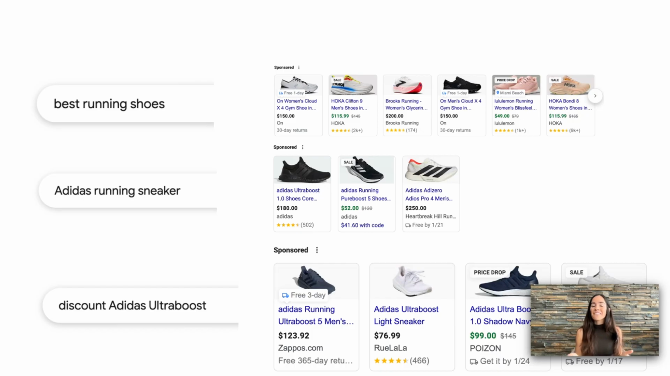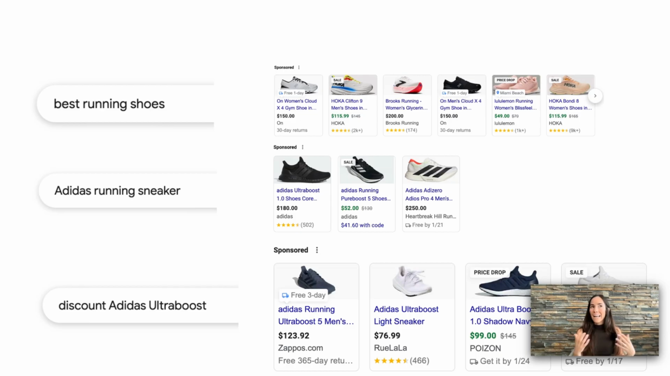And then you're going to have someone who looks for a "discount Adidas Ultra Boost." They're being very specific that they want not just Adidas, but this specific type of shoe. And they are more likely to be ready to pull the trigger. They're looking for a discount.